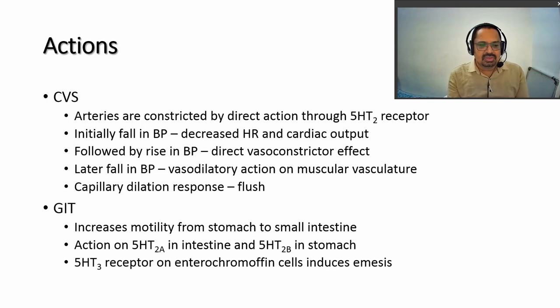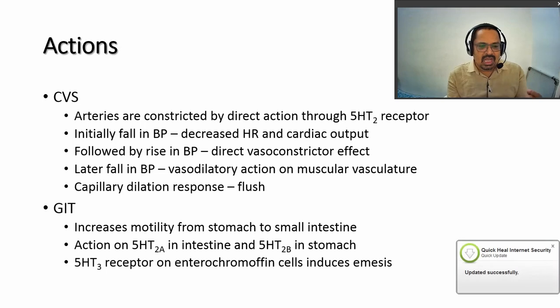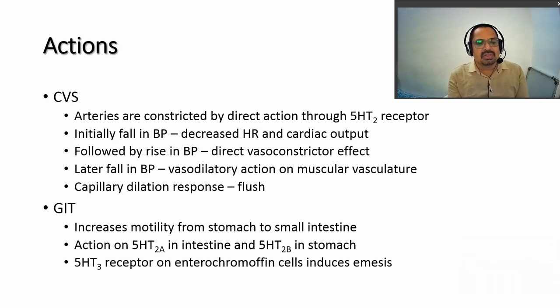Initially, a fall in blood pressure is observed because of a decrease in heart rate and cardiac output, due to the action of serotonin on the heart. By its action on the heart, it decreases the heart rate and cardiac output, and in that way leads to a fall in blood pressure. This is followed by a rise in blood pressure by the direct vasoconstriction action. There is arterial vasoconstriction, and there will be a rise in blood pressure.